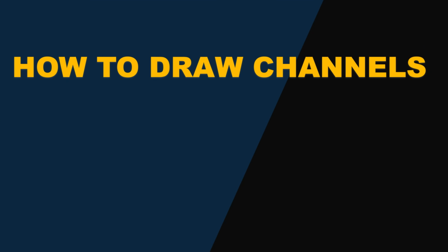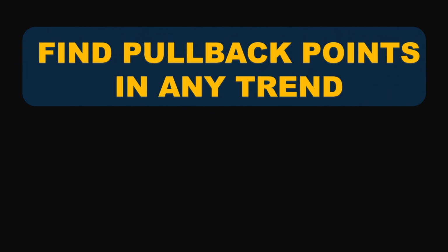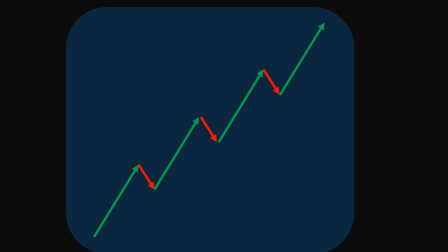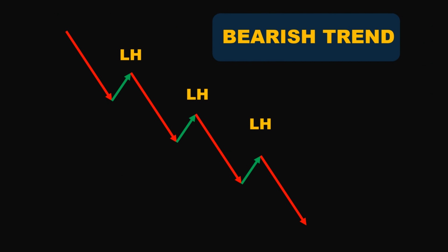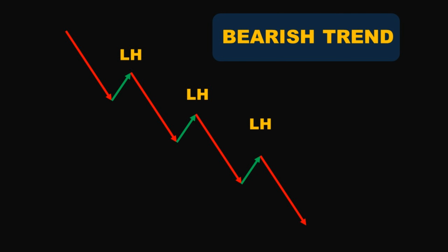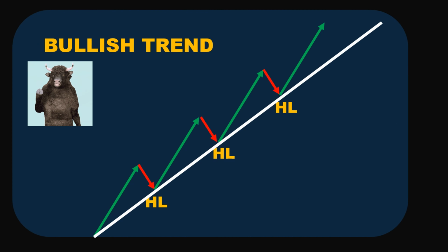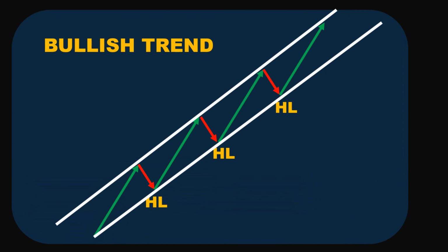We will begin this session by talking about how to draw channels first. The fundamental parameter to check for drawing channels is pullback points in any trend. This means in bullish trends we should check higher lows and vice versa. In bearish trends we should check lower highs. If you have trouble recognizing trends, we strongly suggest you check our previous session about trends. In the diagram shown here, there is a clear bullish trend. By connecting higher lows, it is possible to see a path that the price is respecting.